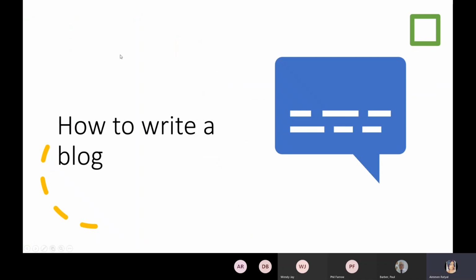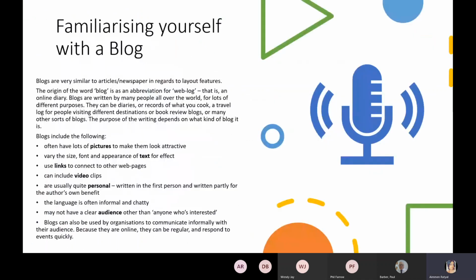So moving on, how to write a blog. Familiarizing yourself with a blog. This is relatively new within the new functional skills reforms, so there isn't a lot of text or resources to go behind this. Blogs are very similar to articles and newspapers in regards to layout features.